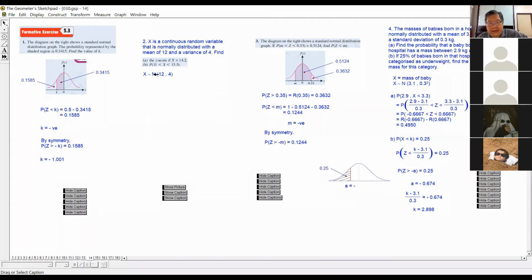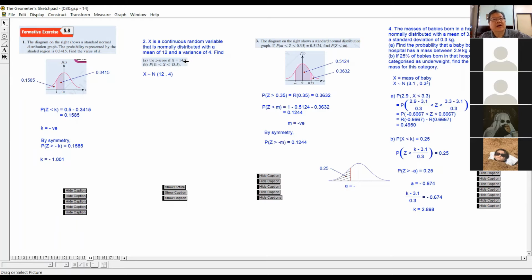So I write down the notation for normal distribution. X is distributed normally with mean 12, variance 4. Do I need to square this one? No need, because this is already the variance. No need to square. If you put down the standard deviation, then you need to square. Okay, right. So now I want to find the Z-score.